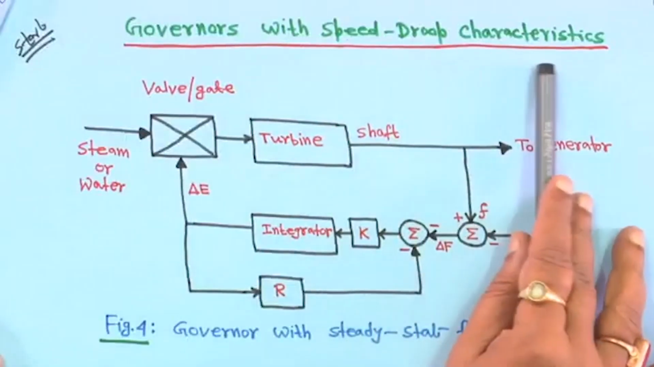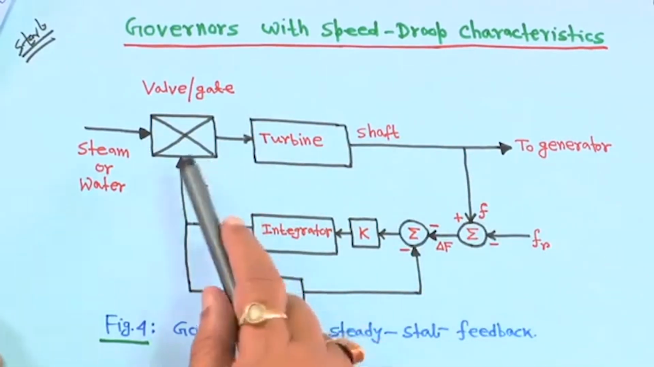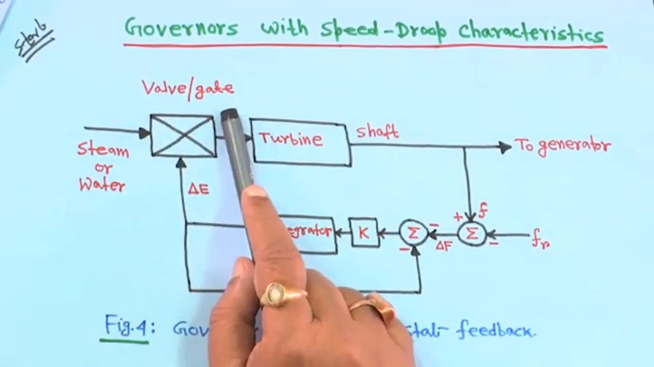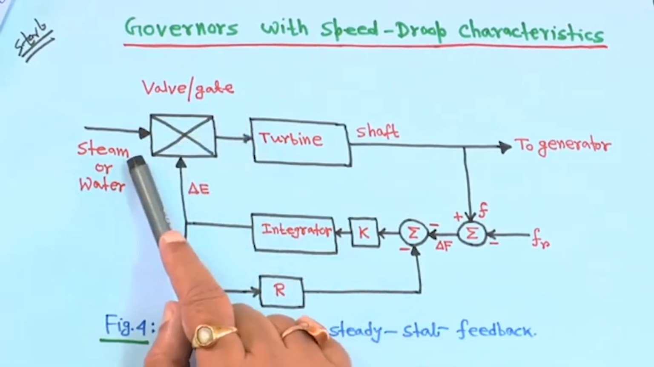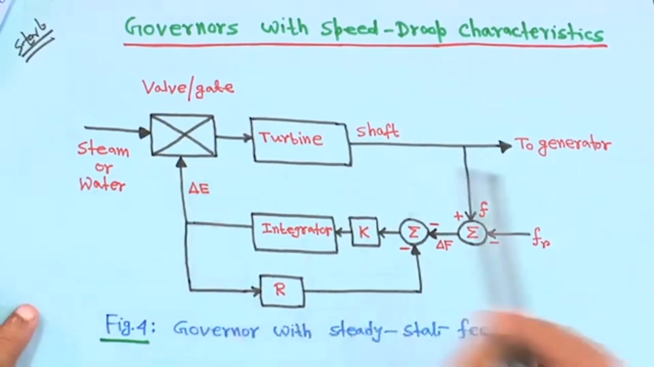Okay, let us continue with load frequency control. Next is the governor, speed droop characteristics. Up to this we have seen that it is a valve in case of a steam turbine, or a hydro gate in case of a hydro plant. That is why I have written steam or water, for a hydro power plant.